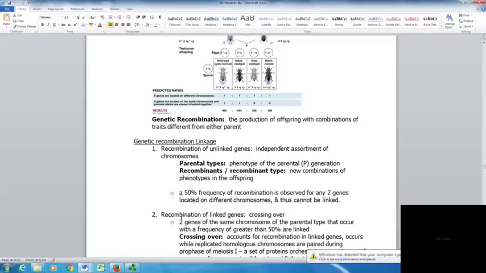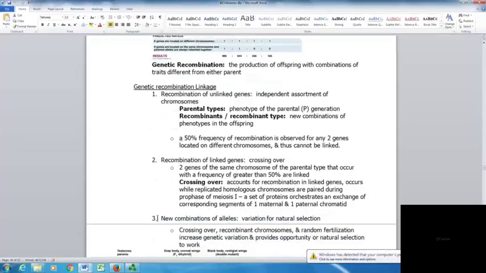For the recombination of linked genes, crossing over can affect this. Two genes on the same chromosome of the parental type occur with a frequency of greater than 50%. So if the two genes are located on the same chromosome, over 50% of the time they are going to be inherited together. Crossing over is going to account for recombination in linked genes.